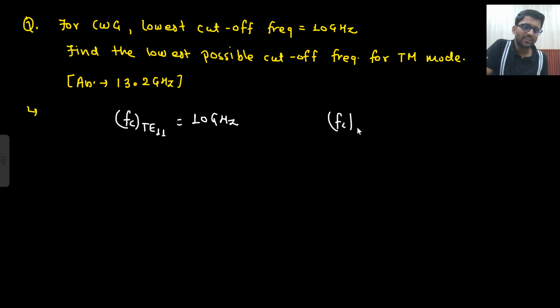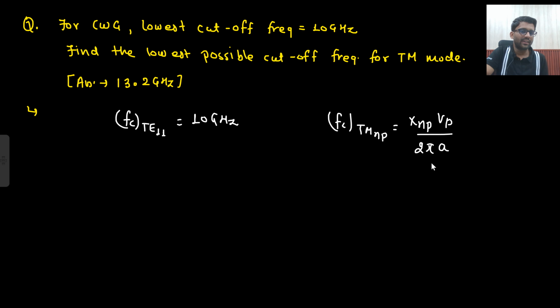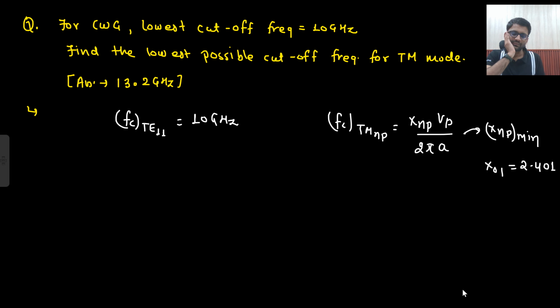So first write down the cutoff frequency for TM mode. What is that? Xnp into Vp divided by 2 pi a. For the lowest cutoff frequency, you need the value of Xnp to be minimum. And what is the minimum value? Can you tell me? You should remember it, right? You get it for X01 and that is 2.401, or you can say 2.4 only. Just remember 2.4, or it was 2.403 or 1, I don't remember. Let's just say 2.401. Do you remember this point?